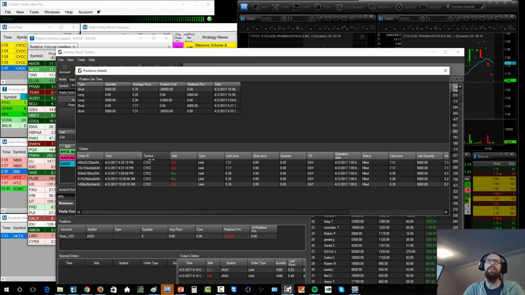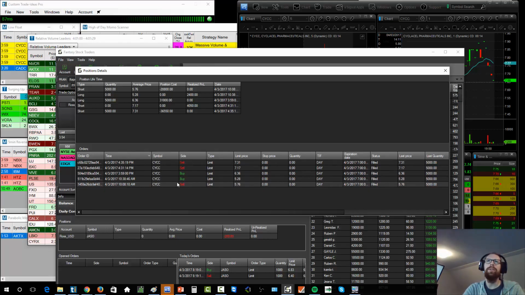So her first trade was a short at 5.76 and covered at 5.28. And then she went long at 6.36 and sold at 7.17, which was great. And then she shorted at 7.31. Possible that that was an accidental short, but it may have been intentional.